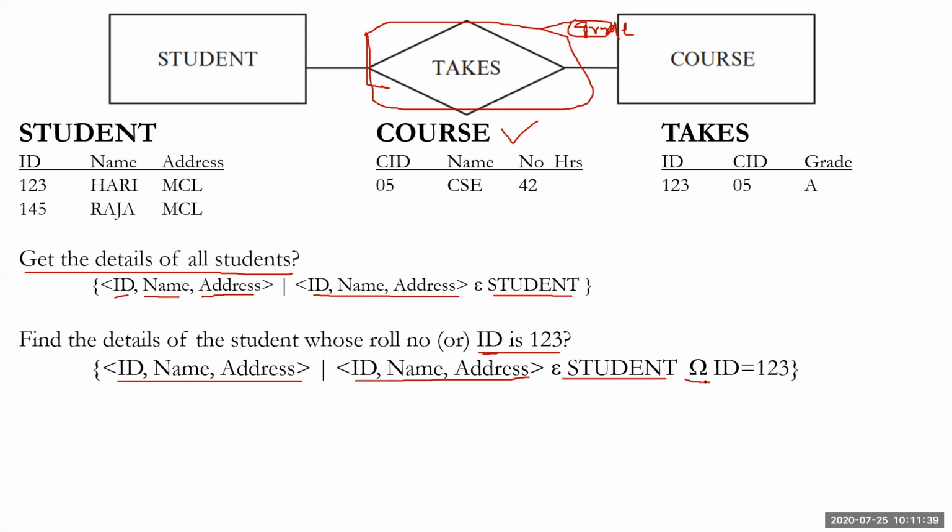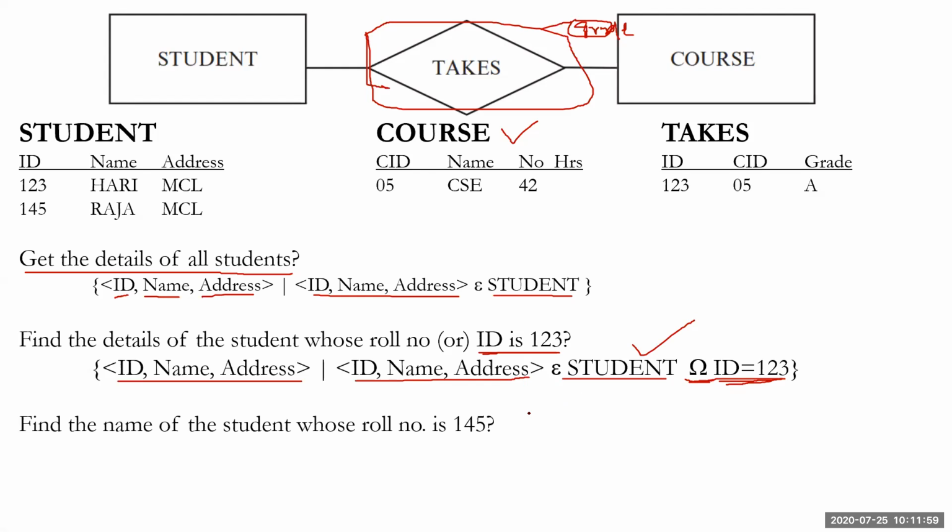this symbol is called such that. So ID equal to 123. In this way, you could specify the details of the student whose ID is equal to 123.